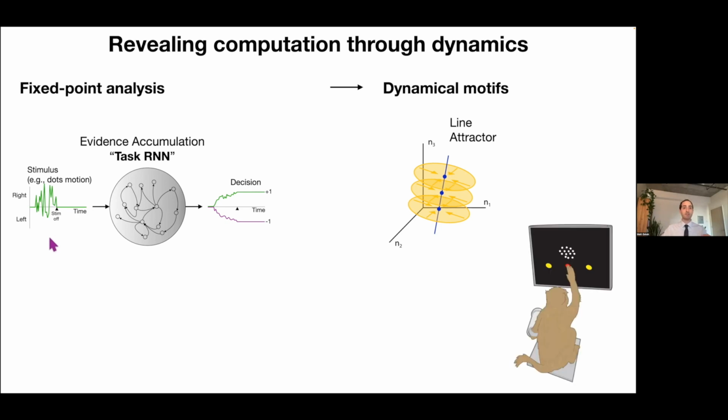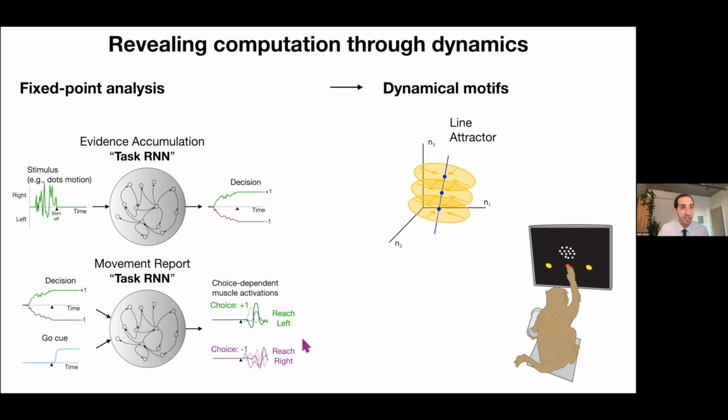Let me give another example. So related to our decision-making task, the task doesn't just end with +1 or -1, but the animal needs to report his decision with an arm movement. So we can train a task RNN to perform this movement report. To do this, we would feed the decision output as an input to this new RNN, along with a go cue indicating when the arm should move. And we would train this RNN to produce multidimensional muscle activations, or EMGs, that would drive a choice-dependent arm movement, a reach to the left or a reach to the right.